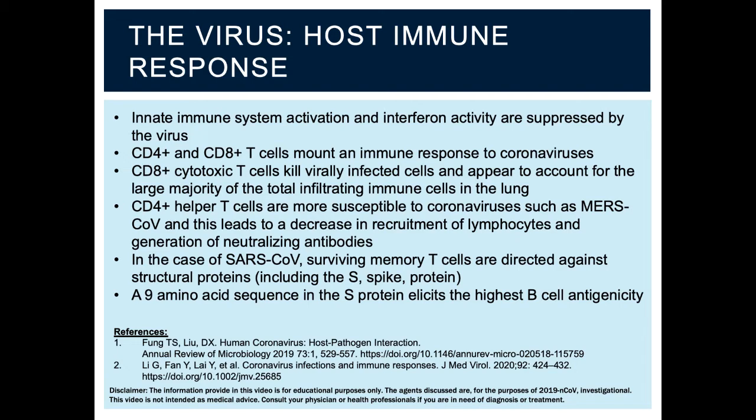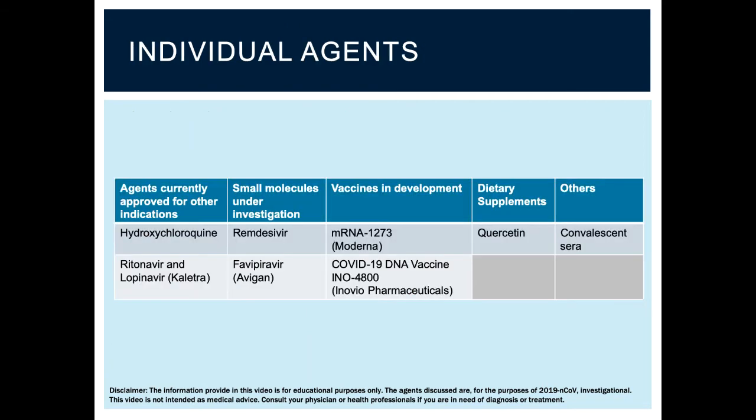In fact, there appears to be a key 9 amino acid sequence within the spike protein that elicits the highest B-cell antigenicity. So this is really going to help us understand and explain why so many of the current vaccine efforts are directed against the spike protein, and most likely use this 9 amino acid sequence as a putative antigen to induce an immune response in hosts.